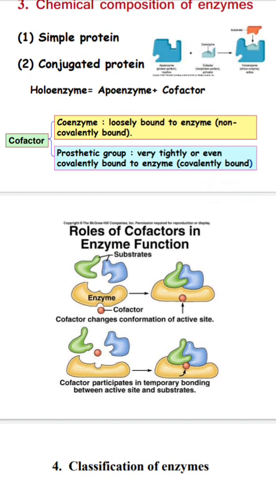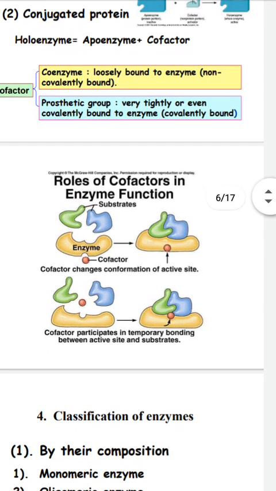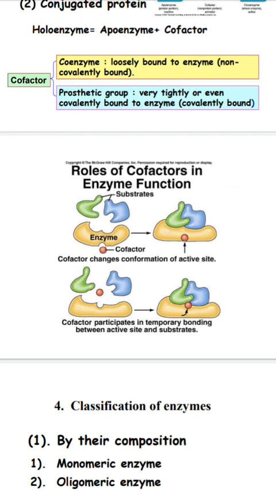Prosthetic group and coenzyme both can be considered cofactors. Firstly, a coenzyme is loosely bound to the enzyme, by a non-covalent bond, and a prosthetic group is very tightly bound, even covalently bound, to the enzyme. And we see the roles of a cofactor in enzyme activity.